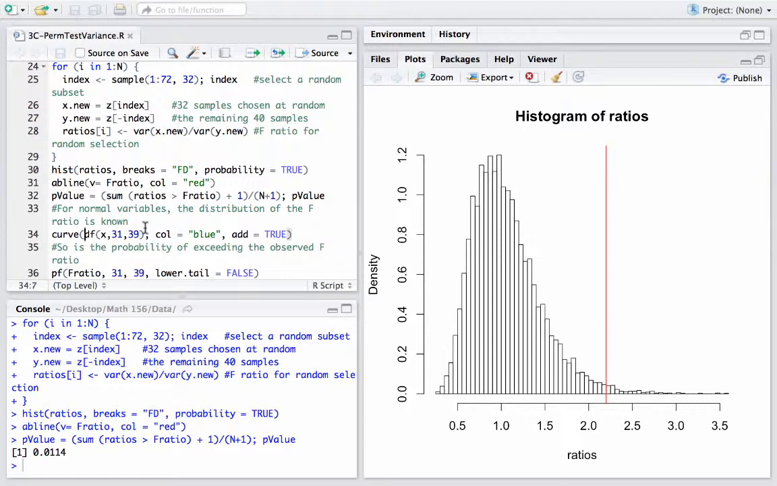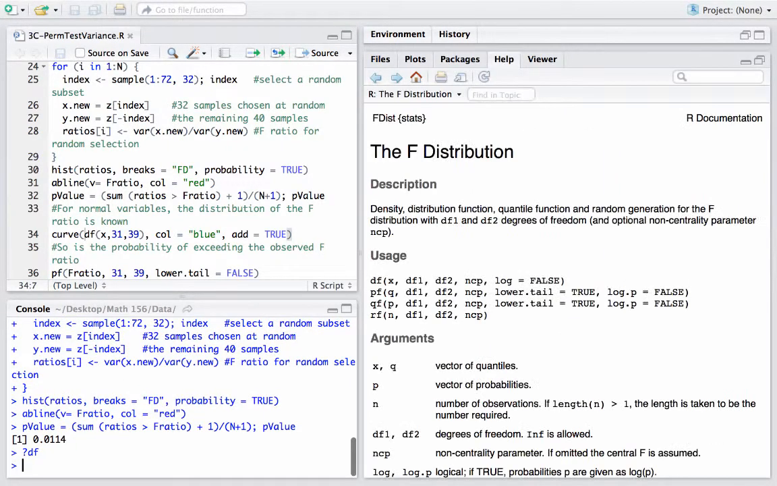Now it turns out that if you're drawing from truly normal distributions, like we were, then the F ratio has a well-understood distribution. It's called the F distribution, and much like the normal distribution, R knows about it. So if we type question mark df, we're going to get the F distribution help function. And you see that one of them is density F. So given a value of the statistic and then two different degrees of freedom measurements, it will tell us the density. And so we can use this function to draw the curve of that distribution.